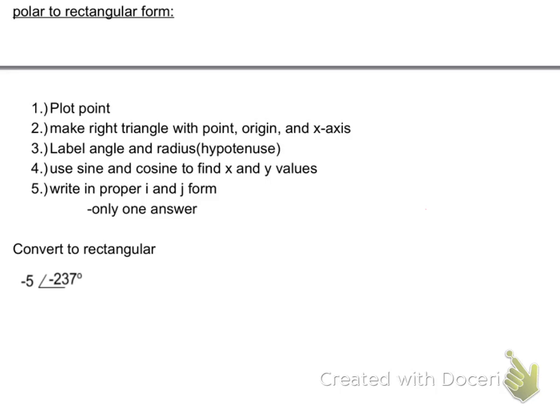Now, here's the thing. This time, you don't have the x and y or the i and j. That's what we're trying to find. So therefore, you know the hypotenuse, and you know the angle. You should know theta. Now, you got to be careful. If you're not in quadrant 1, the theta that you are using to graph the point is not necessarily the angle inside your triangle. It'll be the angle to get there.